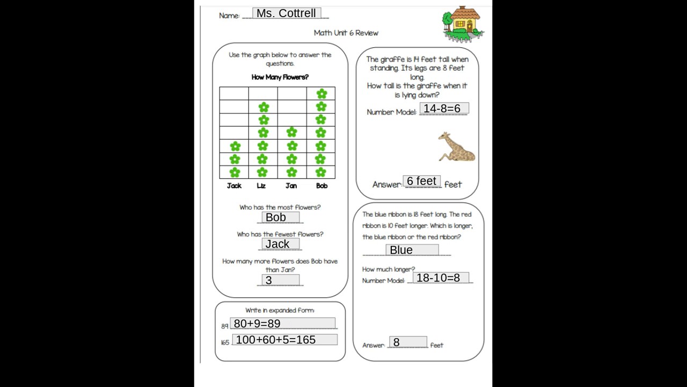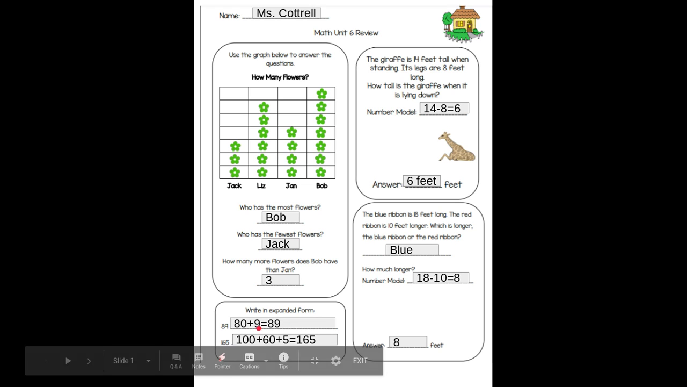All right, so for our expanded form, we have the numbers 89 and 165. Remember, we're just breaking the number into its parts, hundreds, tens, and ones, or just its tens and ones. So 89, our expanded form is 80 plus 9 to make 89. For 165, we actually have the numbers that we say when we say the number 165. 100 plus 60 plus 5 to give us 165.